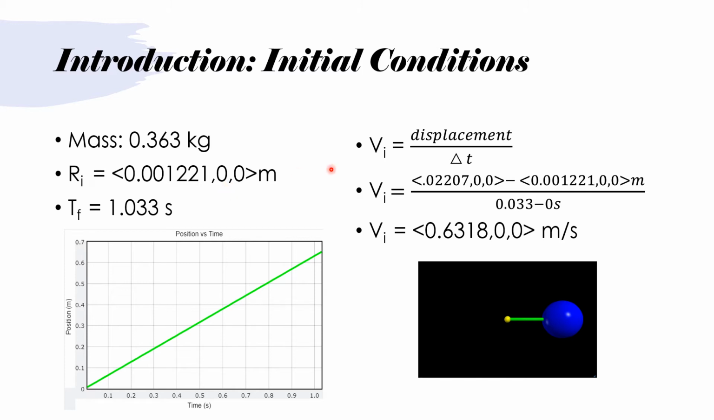To find the object's initial velocity, since the velocity equals change in position over change in time, we took the differences of the position and time between the first and second frame to find an initial velocity of 0.63180 meters per second. Finally, we recorded the final time to be 1.033 seconds. This information will be useful to build our prediction model.